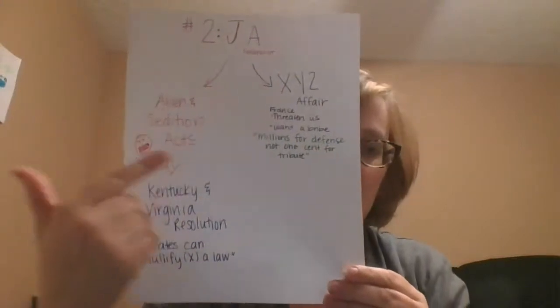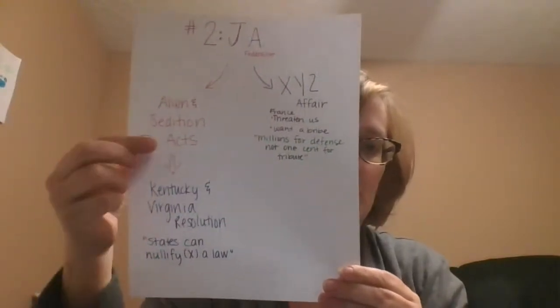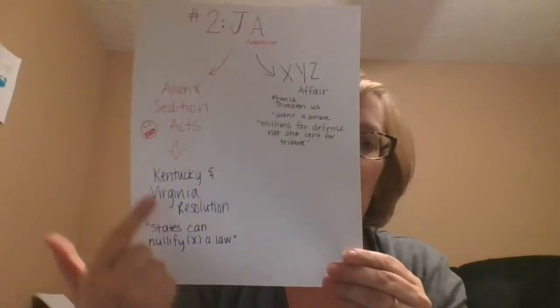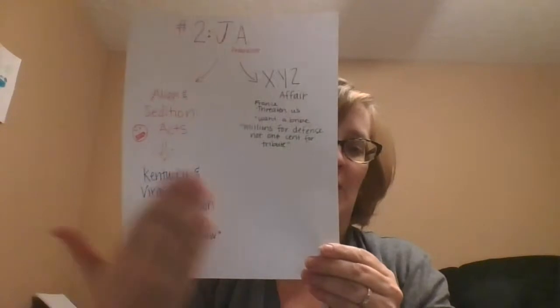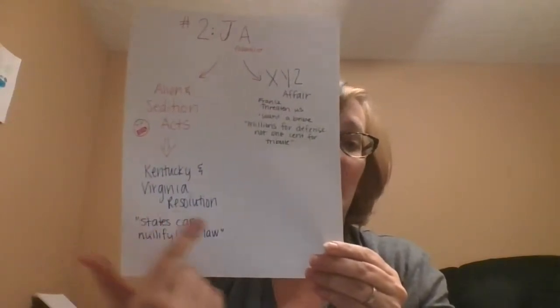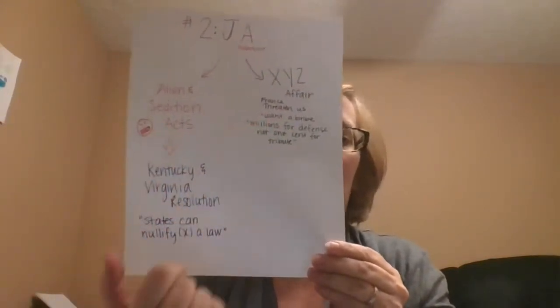But those are really the three major key points of what's going on with John Adams, okay? The Alien and Sedition Acts are limiting free speech, trying to take that away. You have the Kentucky and Virginia resolutions that are really just Jefferson and Madison complaining, but it says states can nullify a law. And you have the XYZ affair, okay?